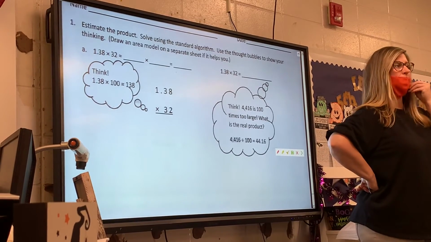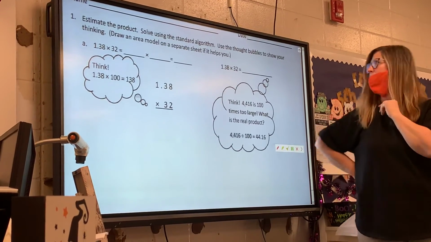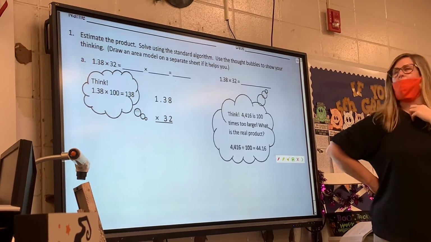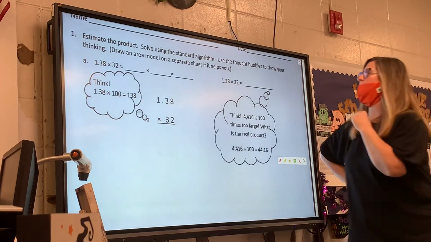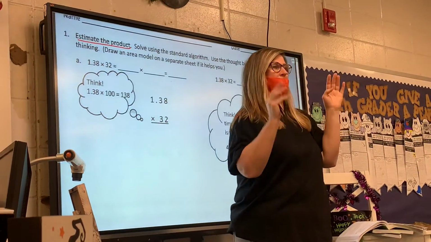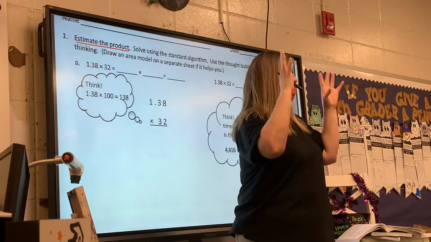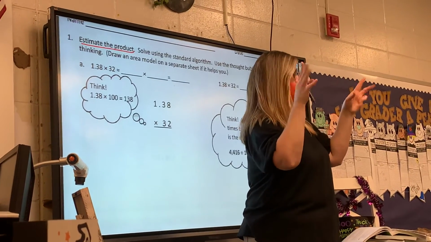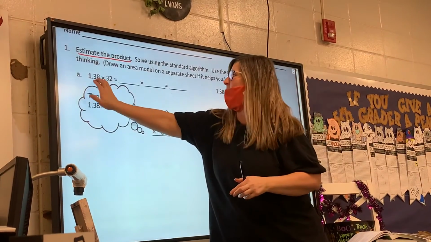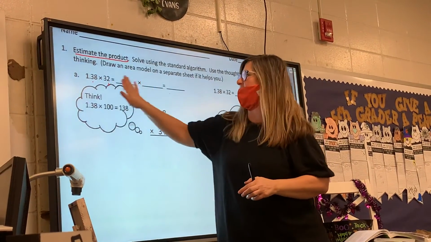All right, read my directions for me. Asa, go ahead. Estimate the product. What's the first thing I have to do, guys? Estimate the product. I estimate the answer by first rounding the what? The numbers that I multiply, and those are called factors, right? The numbers I multiply. So I have to round this factor, okay?